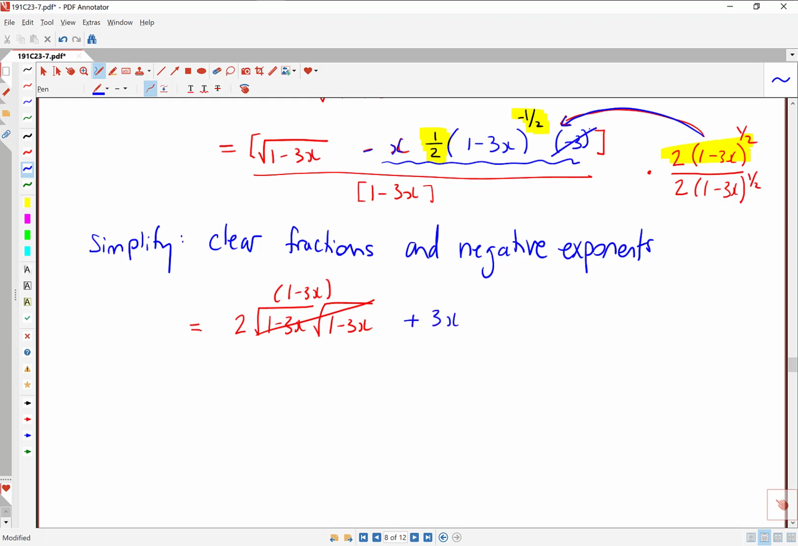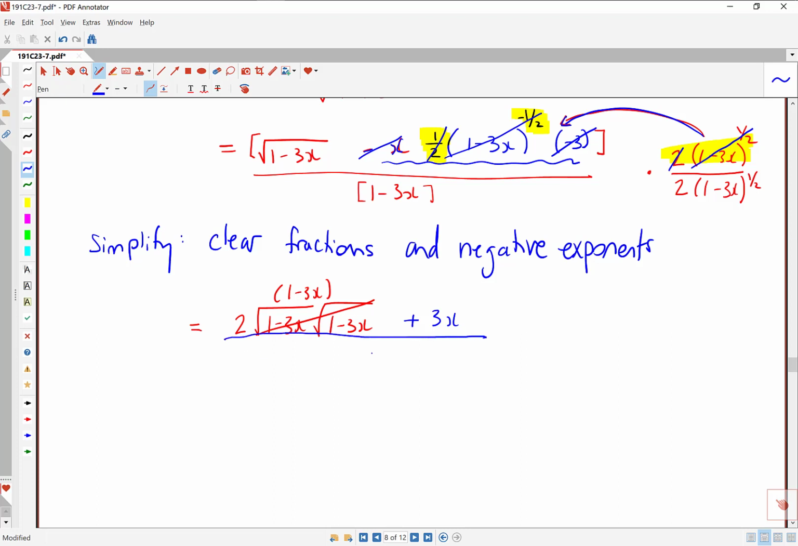I think I'll just start to cross things off from this term as we deal with them. The half is going to multiply with the 2 to cancel, and the expression to the minus 1/2 is going to multiply with the expression to the positive 1/2. That would just give us 1 minus 3x to the 0, or in other words, 1. So amazingly, when we do this second multiplication, we just get plus 3x. That's all we're getting there.